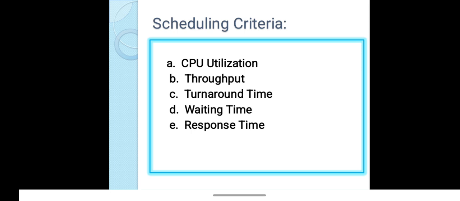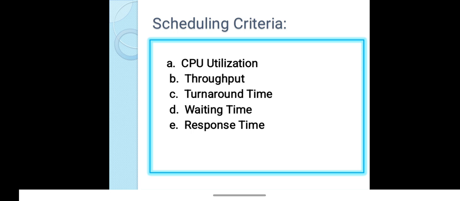And next one is scheduling criteria. The scheduling criteria have five types. First one is CPU utilization. The CPU should be kept as busy as possible. CPU utilization may range from 0 to 100%. In a real system, it should range from 40% to 90%.